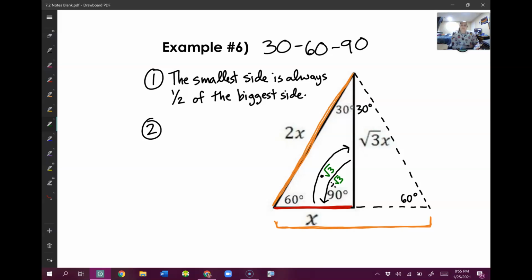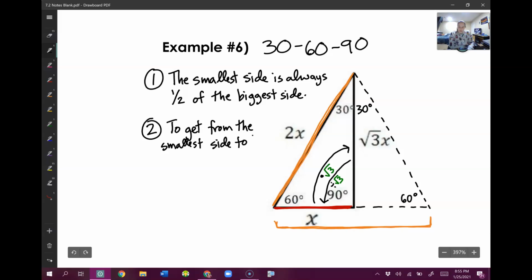Now, I always remember that because it's a 30, 60, 90. So that root 3 is the magic number for this one. So our second rule: to get from the smallest side to the, I'm going to call this the medium side because it's not the biggest, but it's still bigger, we multiply, and in parentheses, or divide, by root 3.